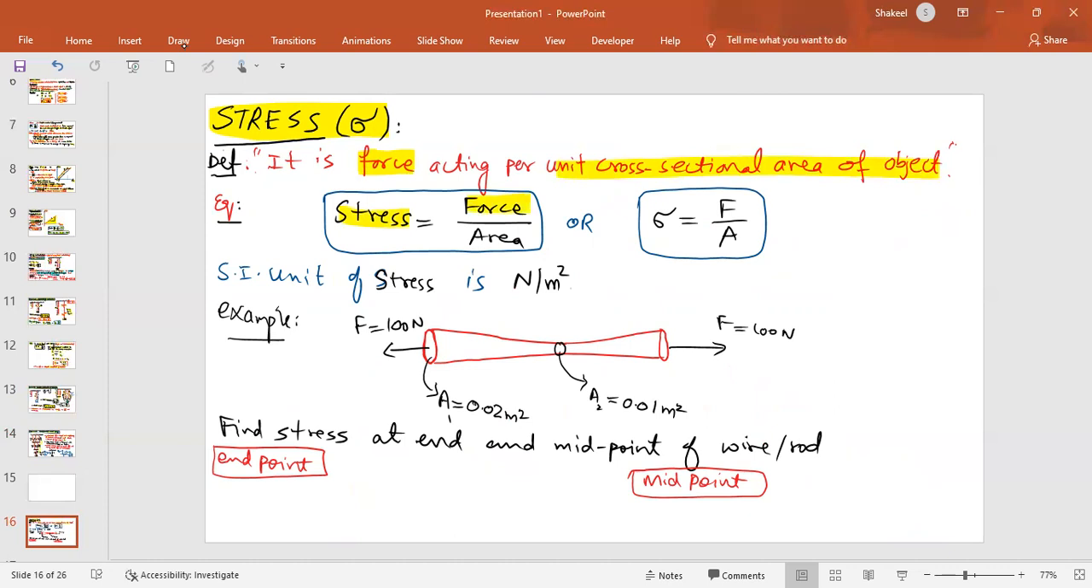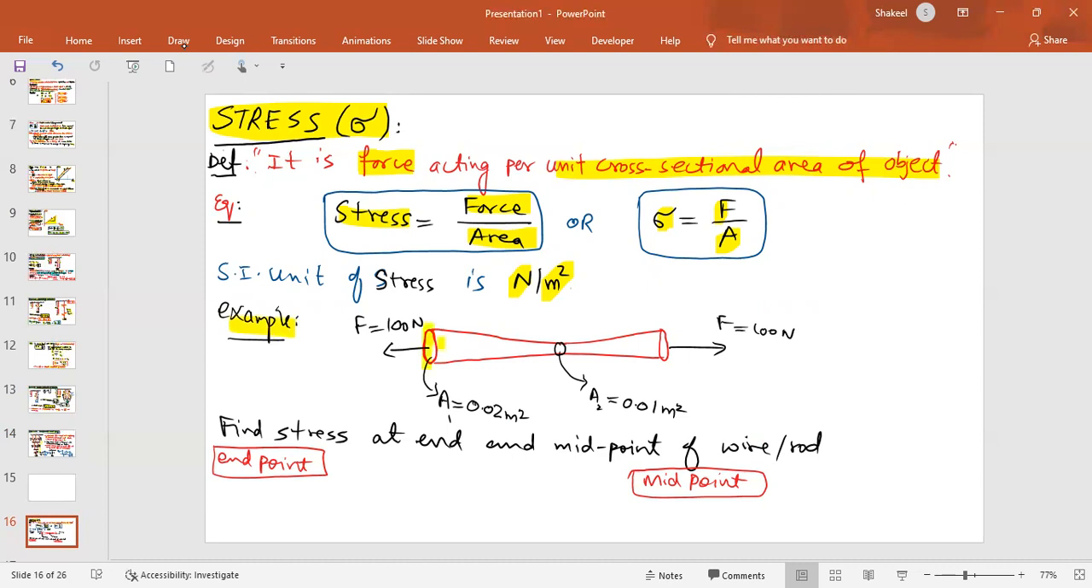So stress is force divided by area, similar to pressure. Sigma is F over A. Its unit is Newton per meter square, but we would not say Pascal because we don't want to confuse ourselves that pressure and stress are the same thing. Actually, they're different. So let's see an example.